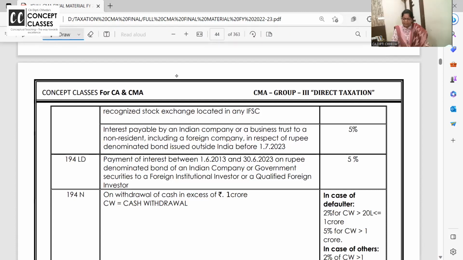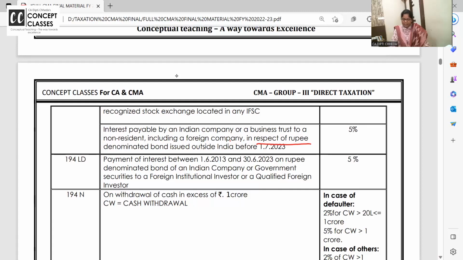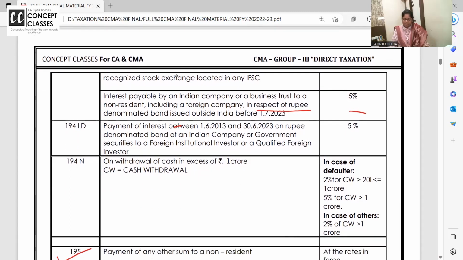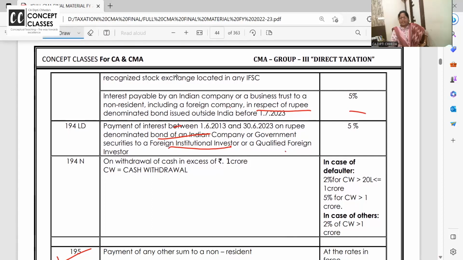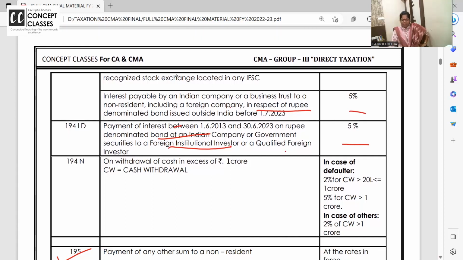Interest payable by Indian company from business trust till 1st July 23, rupee denominated bonds and all 5%. Interest payable on the same bonds to FIIs, foreign institutional investors, QFIs, qualified foreign investors, वही rupee denominated bond पे 5%.